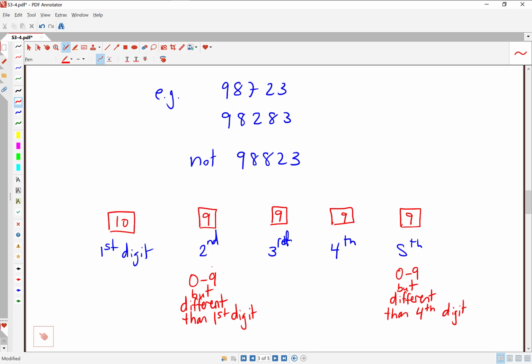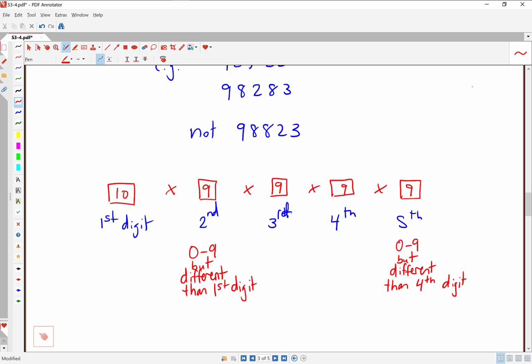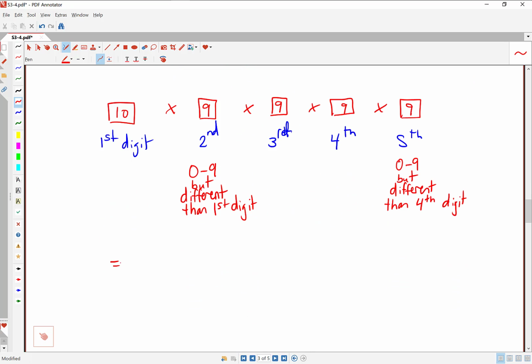And the multiplication principle tells us that we are just going to multiply the number of choices for each of the digits, because we're just making a sequence of choices here. So final answer coming up, if we go 10 times 9 times 9 times 9 times 9, 65,610 possible 5-digit passcodes using digits 0 through 9 with adjacent digits not being the same.